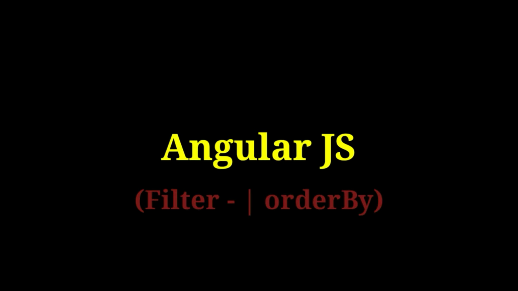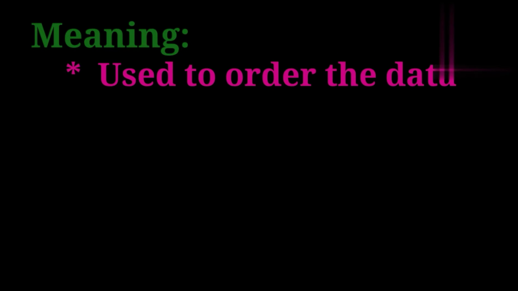AngularJS. So in this session, we are going to see the orderBy filter. This is used to order the data in an AngularJS application. The meaning of this filter orderBy is that it is used to order the data, right? So how do we use this orderBy? We need to use the pipe character along with the orderBy keyword, right?